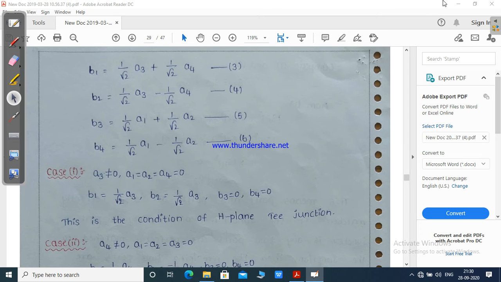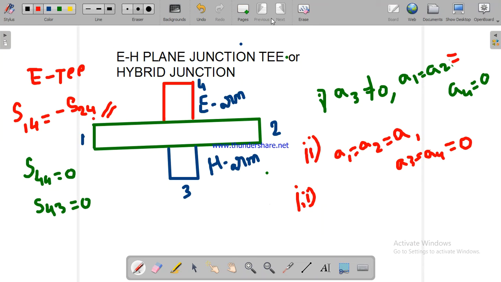What is the thing? B3 0, B4 0. We get output only at B1 and B2. We already checked this, right? According to this, if you give energy at port 3, we get energy at port 1 and port 2, both the same. So B1 and B2 are the same. B3 is 0. We are not getting output at port 3. We are not getting any reflection. Port 4 is also 0, B4 is equal to 0.